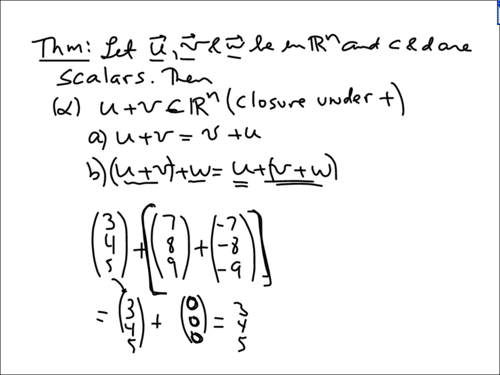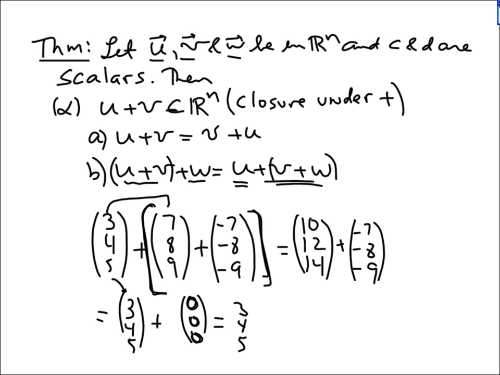Now, of course, if you wanted to, you could have added those first two vectors first. 3 plus 7, 4 plus 8, 5 plus 9. And then you add on the last vector, negative 7, negative 8, negative 9. 10 plus negative 7 is 3. 12 plus negative 8 is 4. 14 plus negative 9 is 5. This was painful, in my opinion.